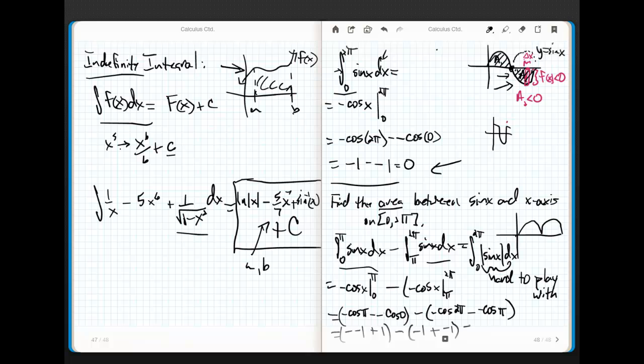Do you agree with that? And I end up with 2 minus -2, which is affectionately known as 4. The area between sine x and the x-axis is actually 4. All right? That's pretty cool. Check it out. All right, now let's put this idea about positive and negative quote-unquote areas into effect.